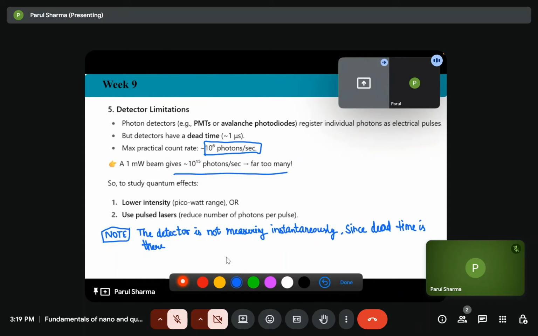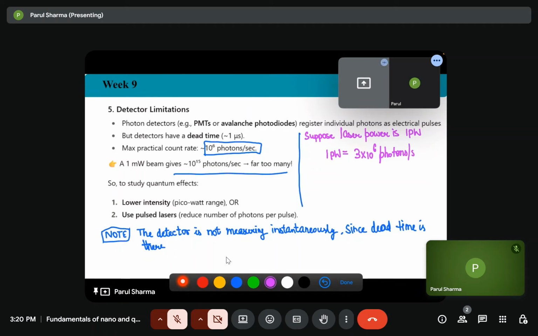So when is it possible? It is possible only if I am decreasing the power from 1 milliwatt to 1 picowatt. So suppose laser power is 1 picowatt. 1 picowatt will give you the flux of 3 into 10 raised to power 6 photons per second.